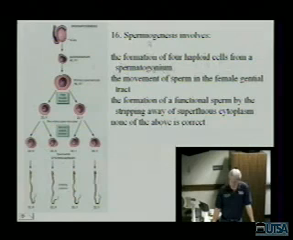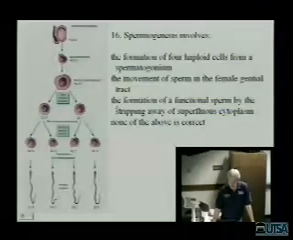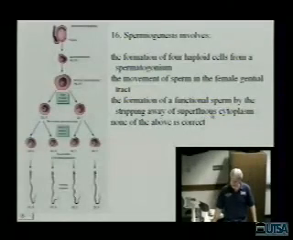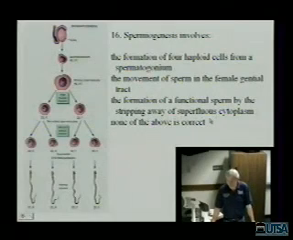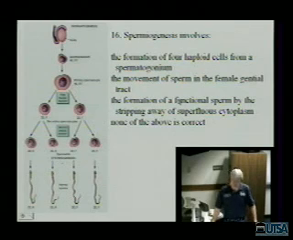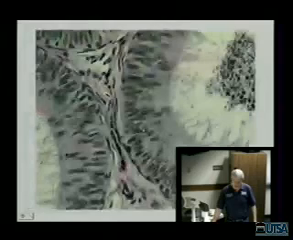This is going too far back to be that one. The movement of sperm in the female genital tract, obviously not true. The formation of a functional sperm by the stripping away of superfluous cytoplasm. This is the best possible answer. A little bit more is happening than that, but we're fine with that as the best possible answer because we could not choose this one.